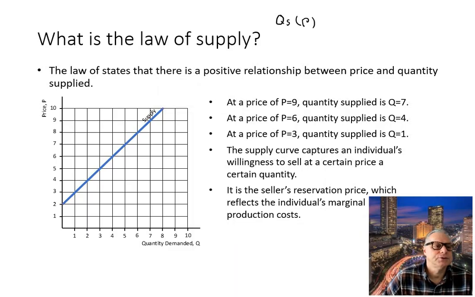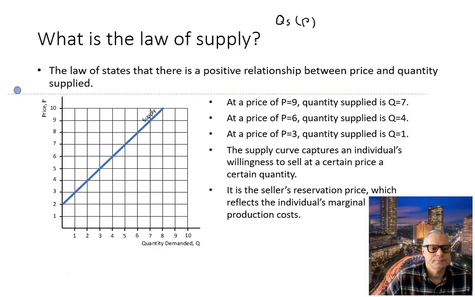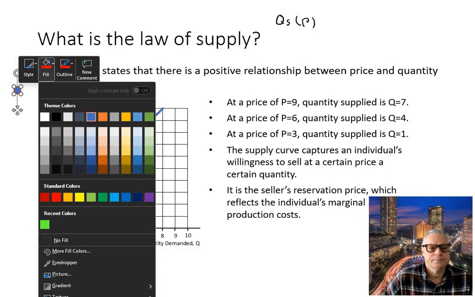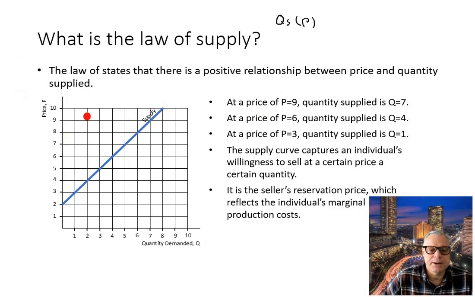Okay, so if the price is 9, then quantity supplied would be 7. If the price is 6, quantity supplied would be 4, and at a price of 3, quantity supplied would be 1.